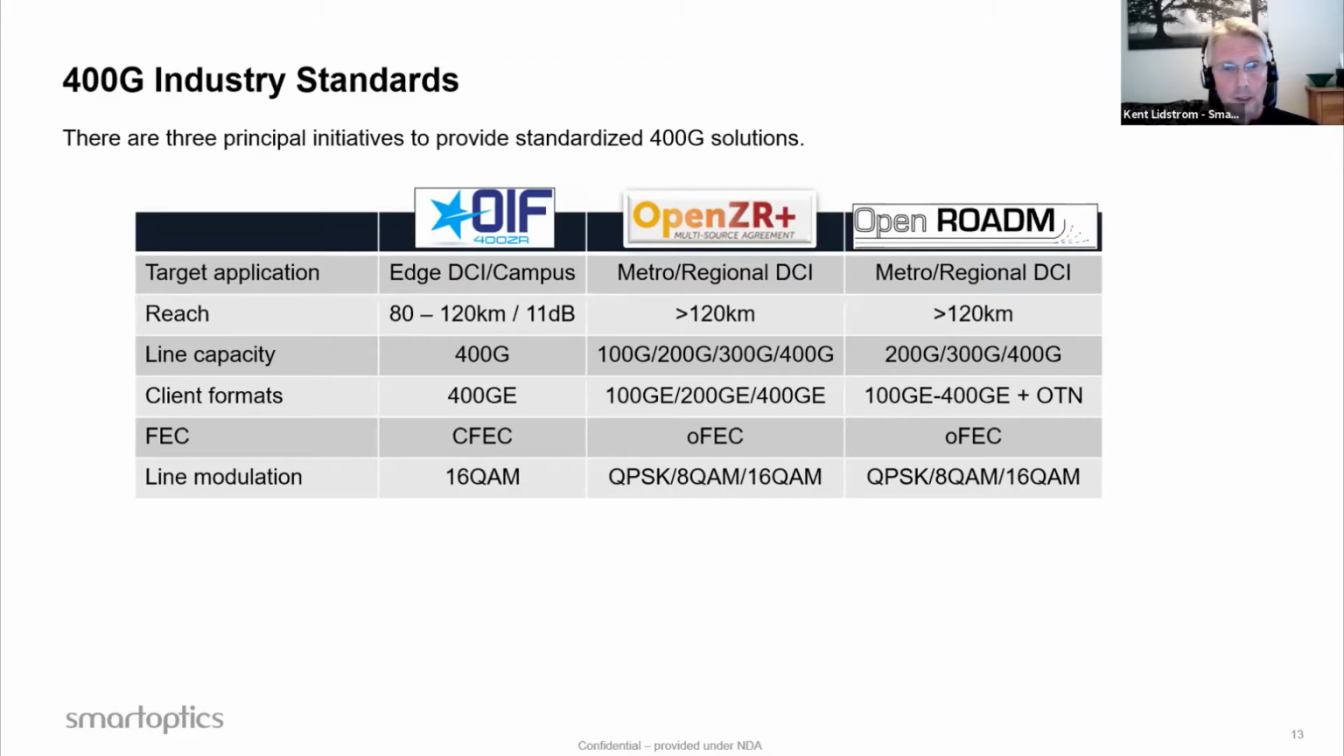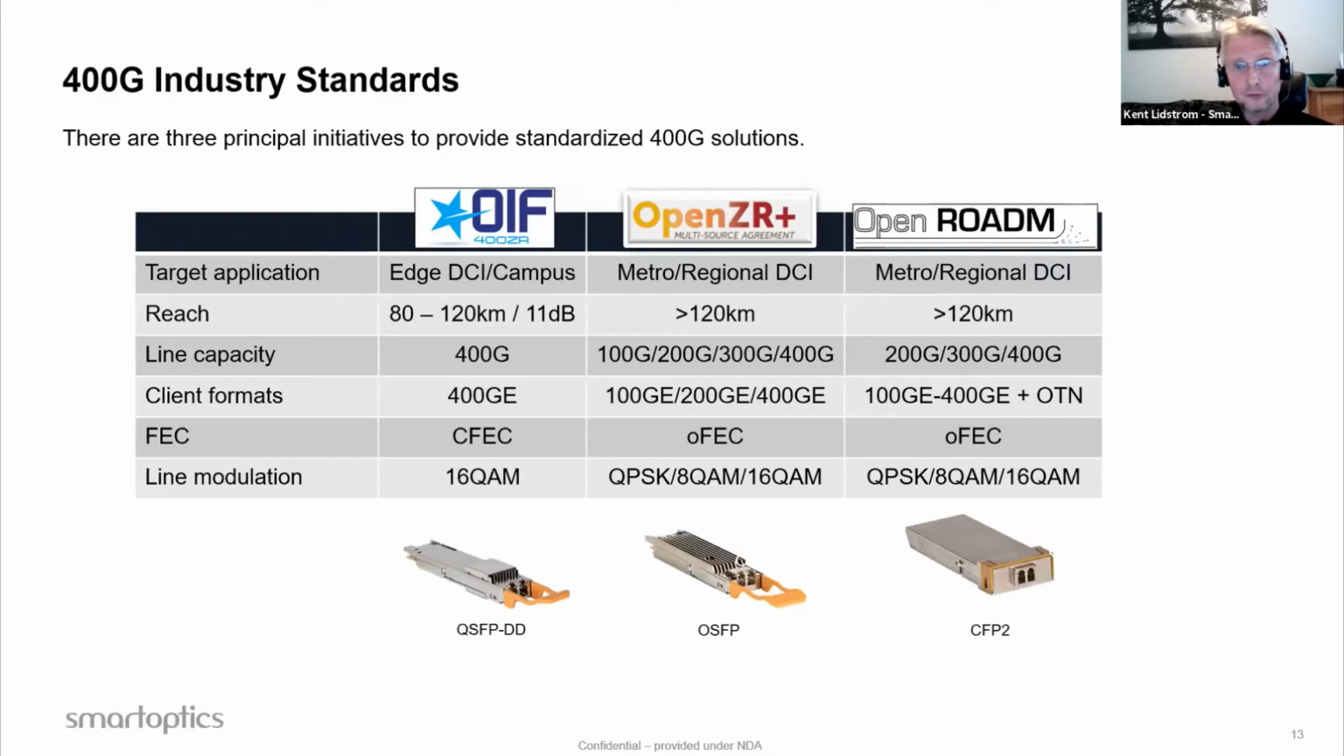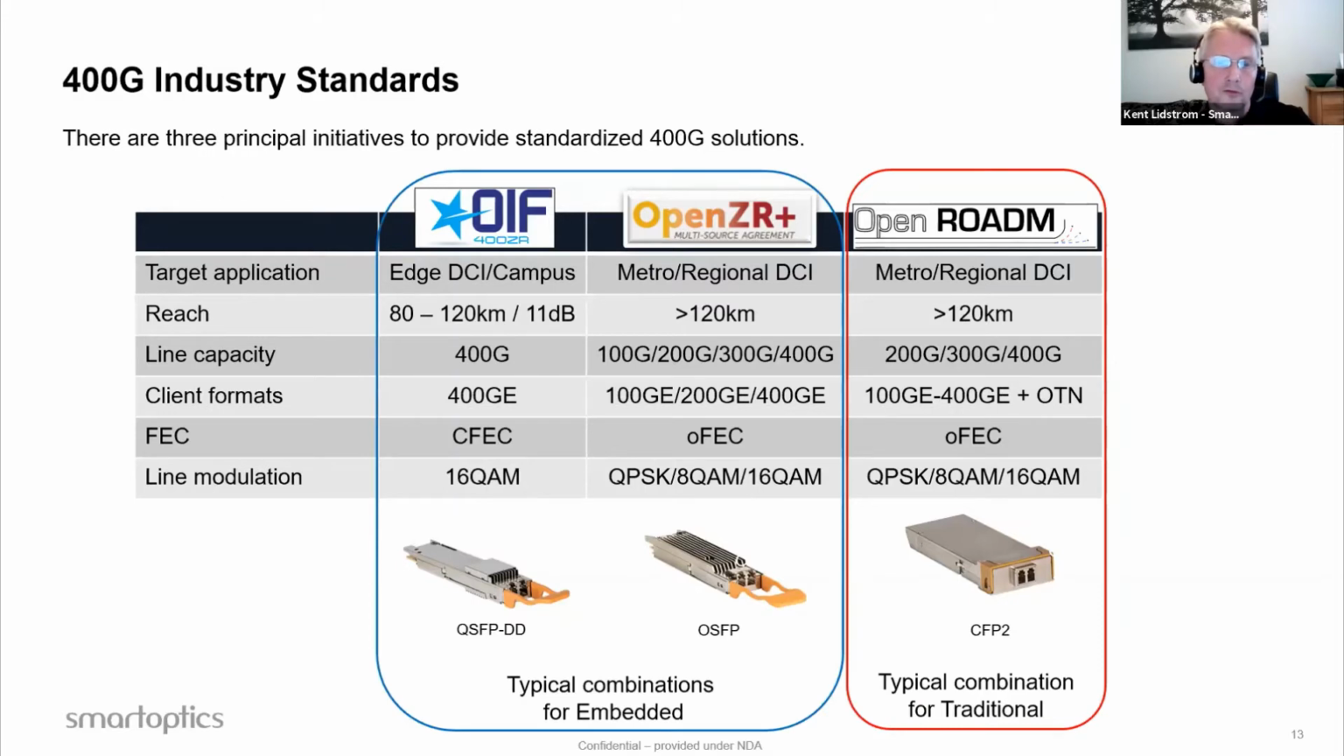So if we look at the form factors, we have 3 different form factors that are part of those standards. It's the QSFP-DD, the OSFP, and the CFP2s. They can be used in different combinations, but typically the first 2 are associated with the first 2 form factors, the DD and the OSFP.